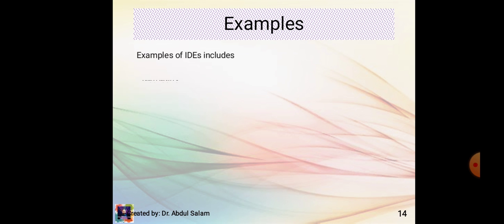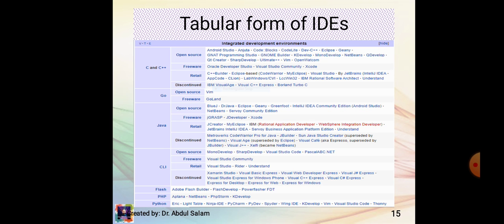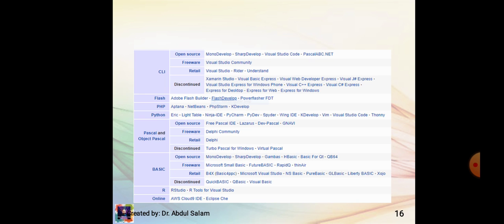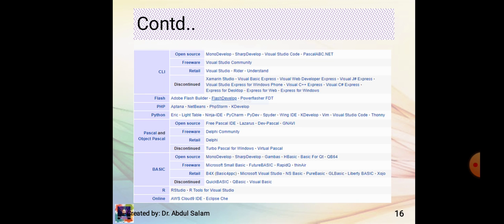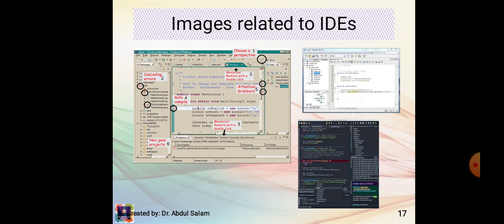Here are examples of IDEs: NetBeans, Eclipse, IntelliJ, Visual Studio. Here is the tabular form of IDEs. And this is the image related to IDEs.